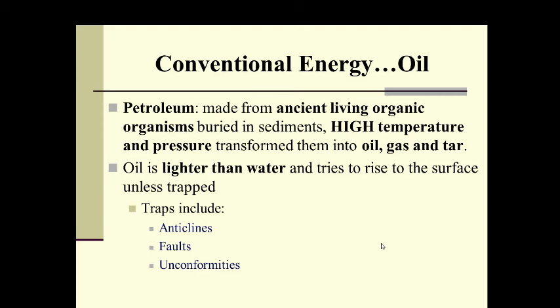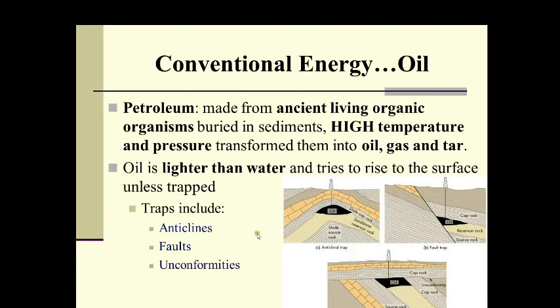You might have noticed when you're making salad dressing or in other sorts of activities that oil is lighter than water. It floats, and therefore it tries to rise to the surface unless it's trapped. There are three different types of traps. There are anticlines, faults, and unconformities. As you can see in these images, an anticline looks like it's trapped under the top of a hill.